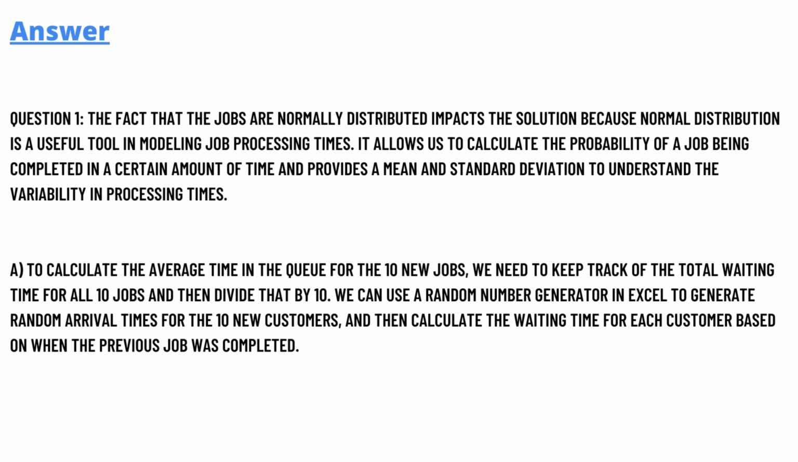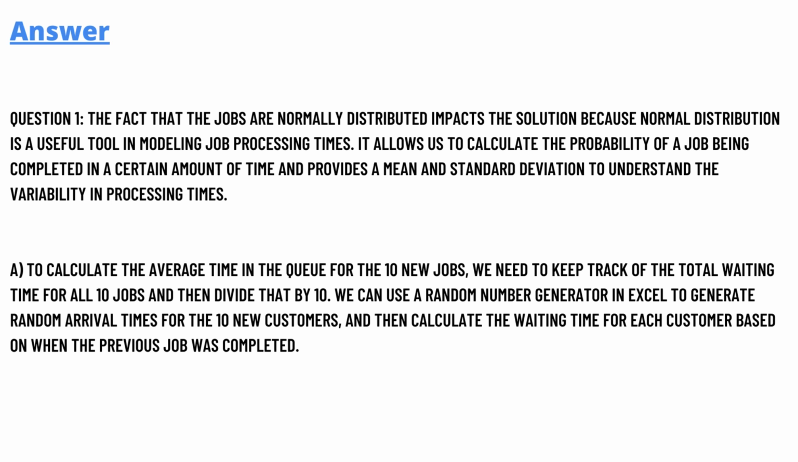For question 1, the fact that the jobs are normally distributed impacts the solution because the normal distribution is a useful tool in modeling job processing time. It allows us to calculate the probability of a job being completed in a certain amount of time, and provides a mean and standard deviation to understand the variability in process times.